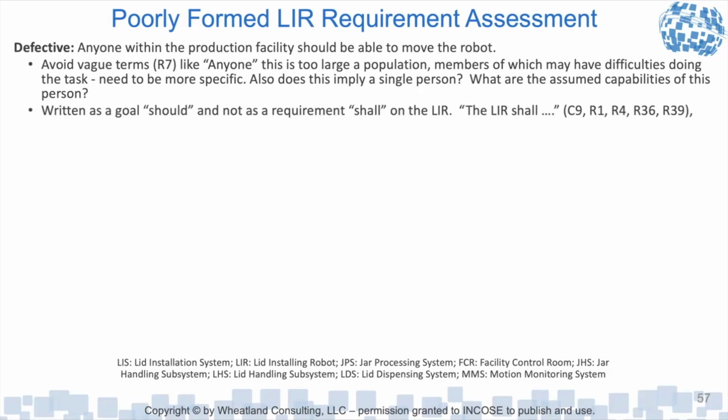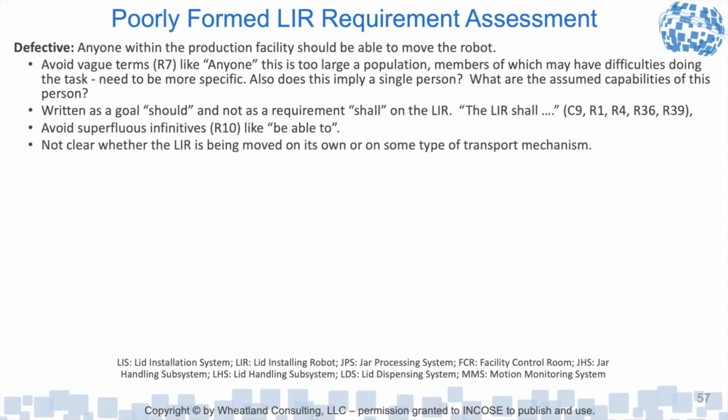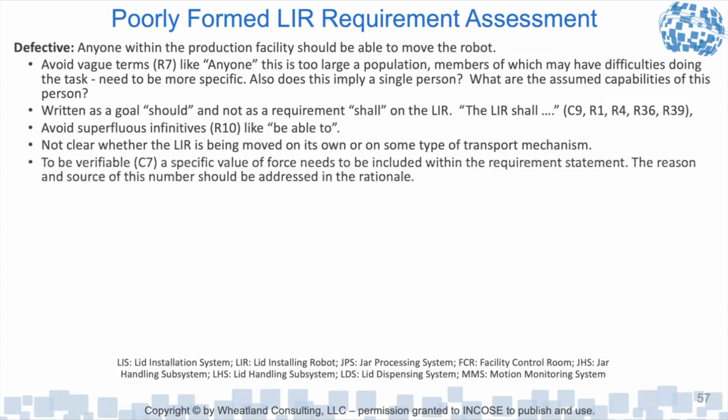It's written as a goal "should" and not as a requirement "shall" on the LIR. It should be written "LIR shall." We want to avoid superfluous infinitives like "be able to." It's not clear whether the LIR is being moved on its own or on some type of transport mechanism. To be verifiable, a specific value of force needs to be included within the requirement statement. The reason and source for this number should be addressed in the rationale.